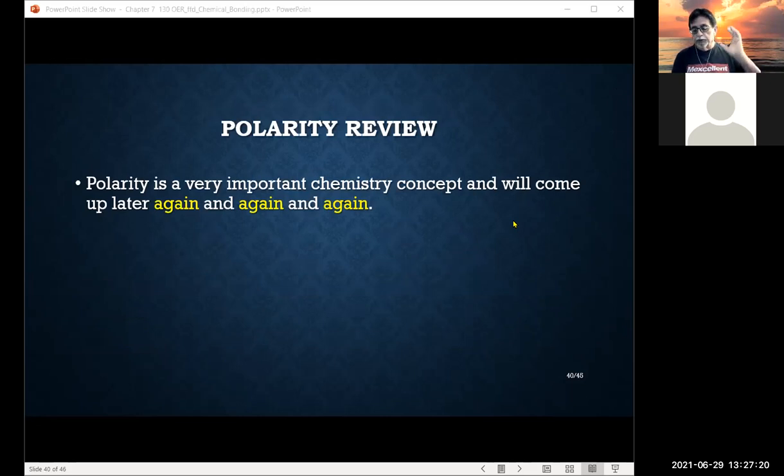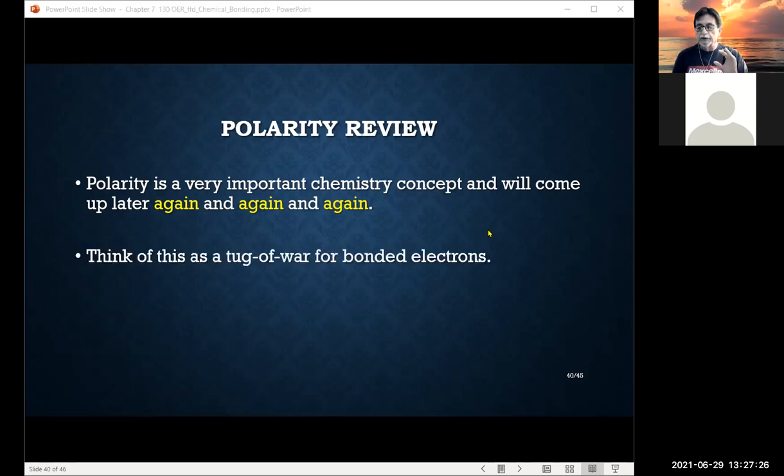Okay, so polarity is going to pop up again and again throughout the semester, so you really need to grasp this. It's going to be important down the road with respect to the other chapters. Just think of it as a tug of war of bonded electrons. Essentially, that's what it is. We've got a tug of war.